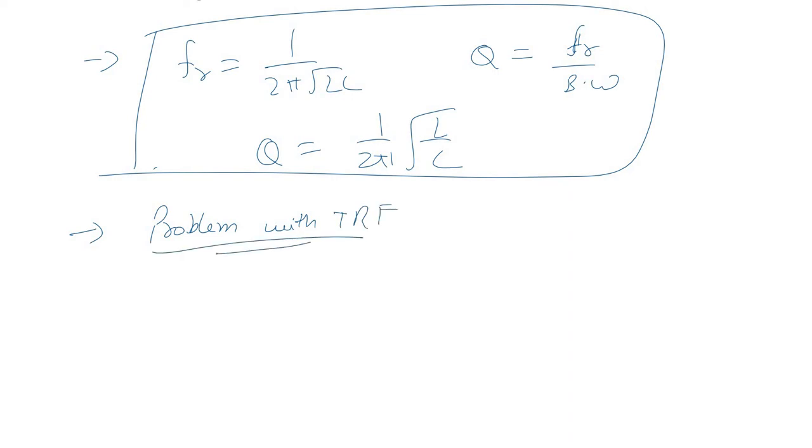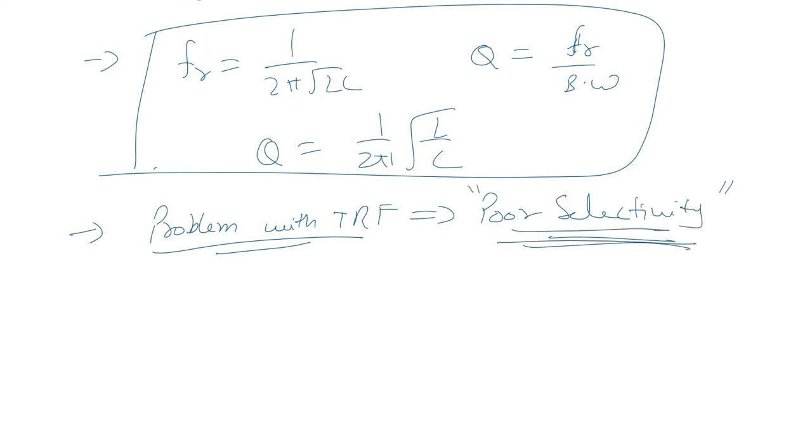Okay, now we can say that the major problem associated with the tuned radio frequency receiver is poor selectivity. That is the issue. We can conclude that the problem associated with TRF is poor selectivity.